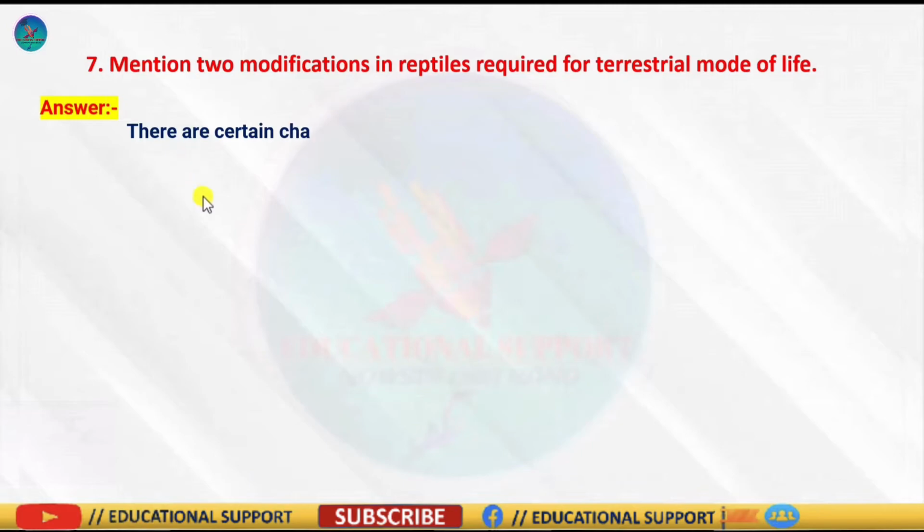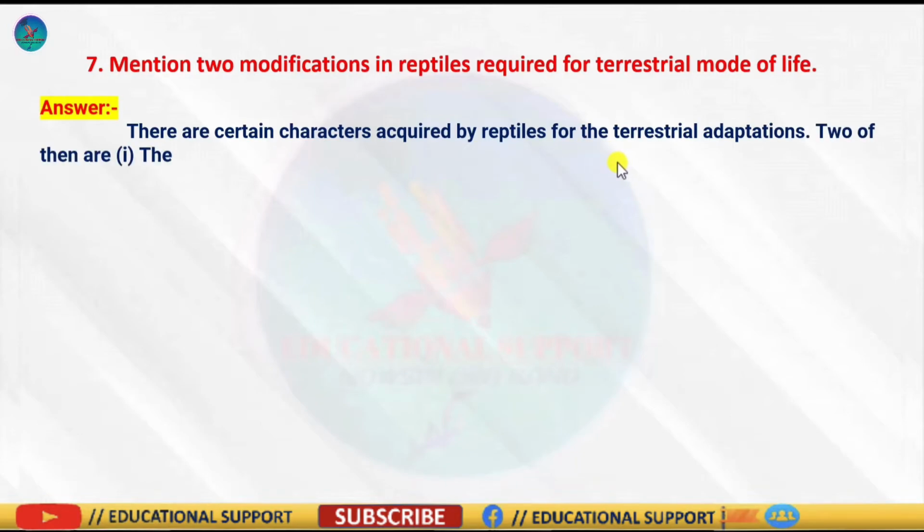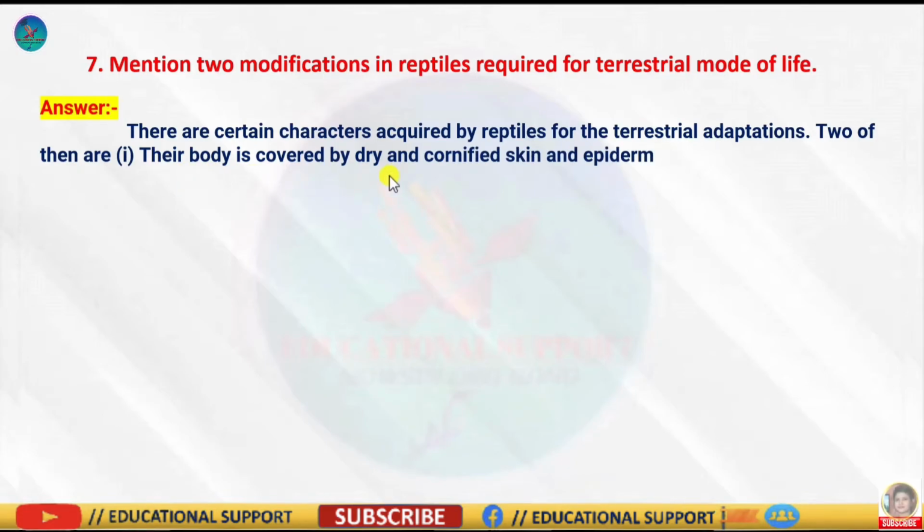Question number 7: mention two modifications in reptiles required for a terrestrial mode of life. There are certain characters acquired by reptiles for terrestrial adaptation. Two of them are: number one, their bodies are covered by dry and cornified skin with epidermal scales; number two, fertilization is internal.